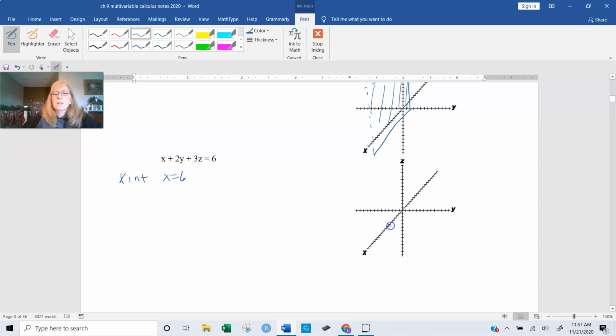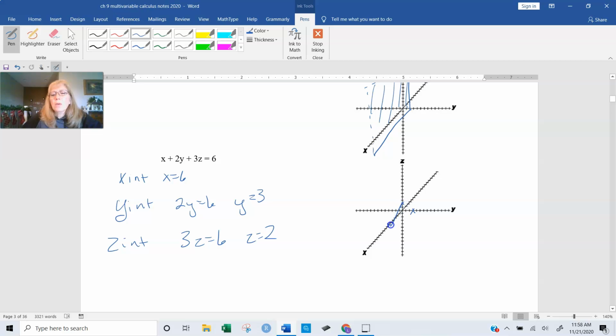I think that's 6. I need to make these bigger. Now we need to find the y-intercept. So we let x and z be 0, which gives us 2y equals 6. So y equals 3. Second point. And then the z-intercept, where x and y are 0, giving us 3z equals 6. So z equals 2.